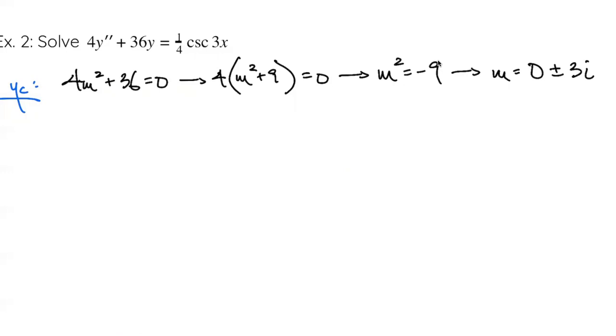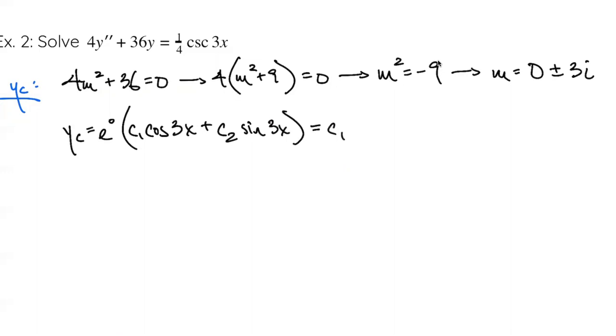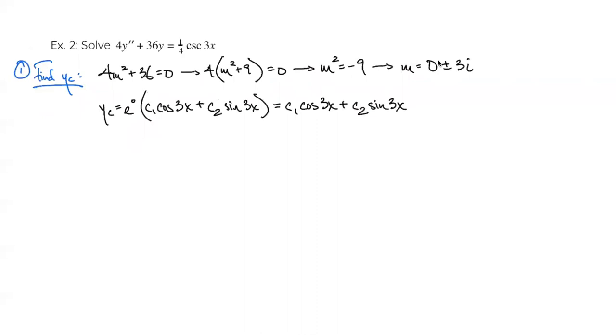So this gives us the general form y sub c equals e to the 0, c1 cosine of 3x plus c2 sine of 3x. Now, e to the 0 is only 1, so I can simplify this to c1 cosine 3x plus c2 sine 3x. So we found our y sub c. Now we're going to go ahead and find our y sub p.